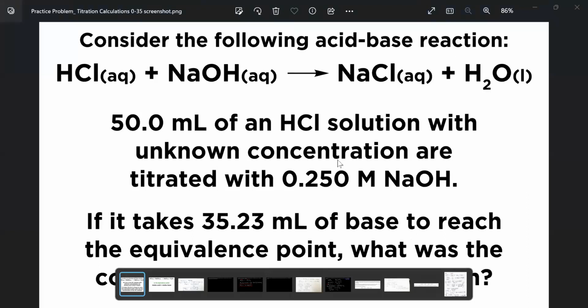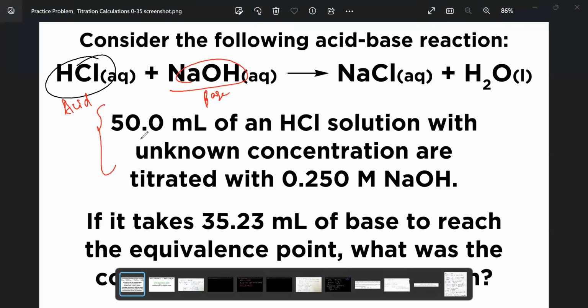So this is the first equation which we have over here. Now let us try to identify our acid and base here. You can see HCl here, so this is your acid. And sodium hydroxide, which is also known as caustic soda, is your base here. Now this is the question.